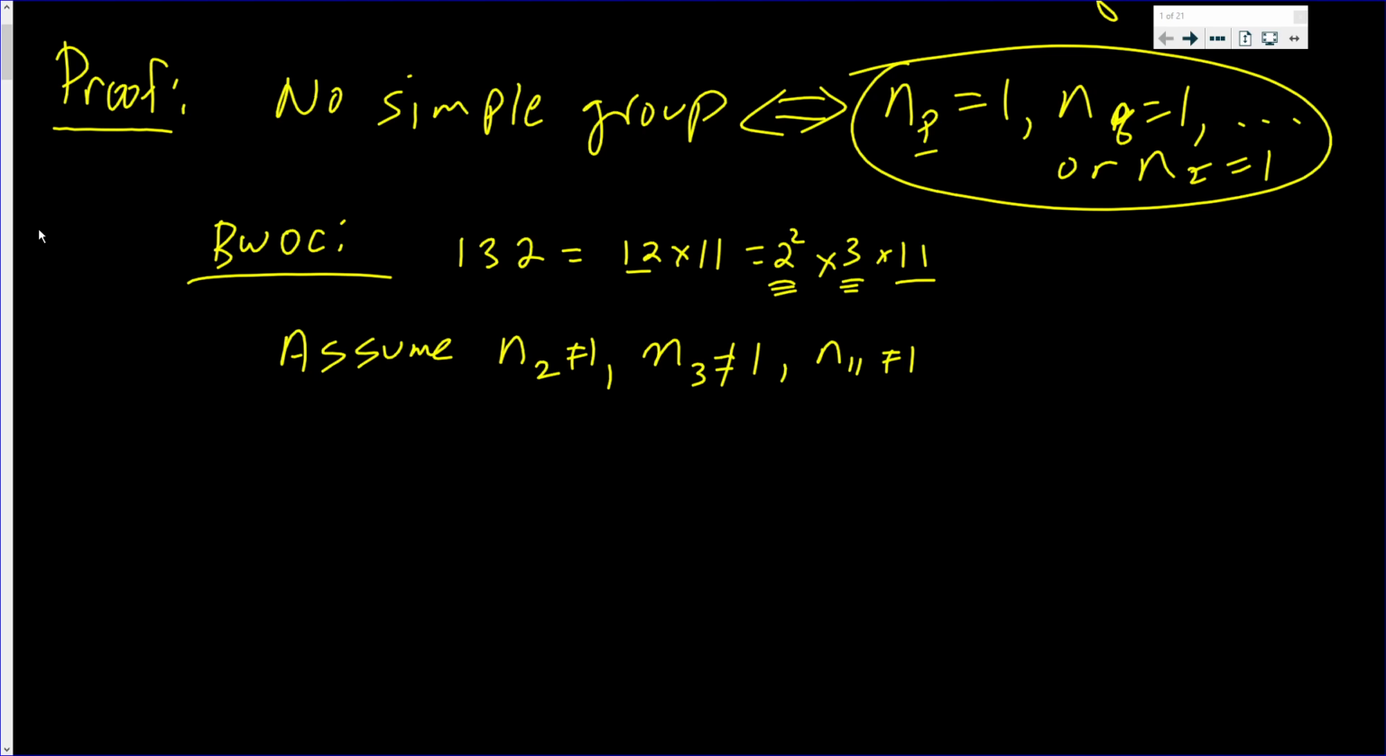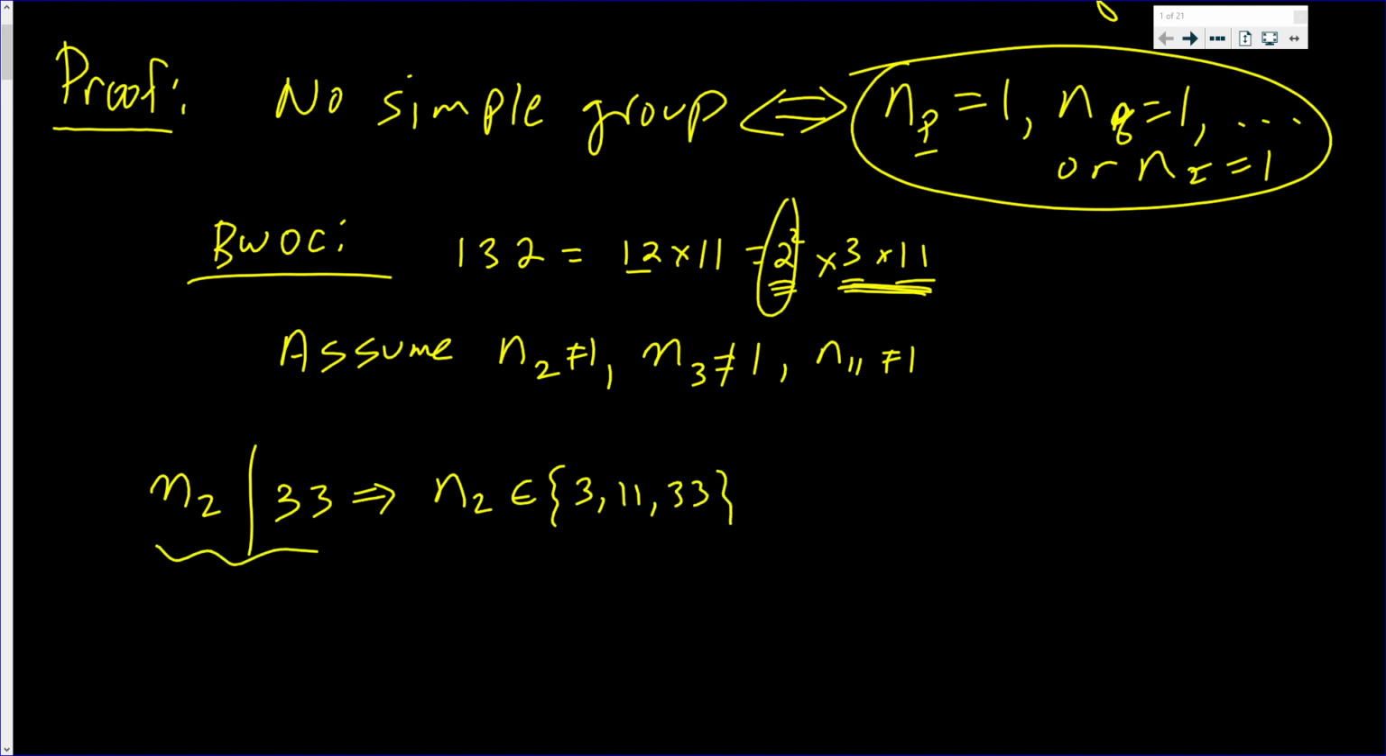Now, other than 1, what can n_2 be? Well, it must divide everything but 2 squared. That is, it must divide 33. That implies that n_2, which can't be 1, is either 3, 11, or 33.